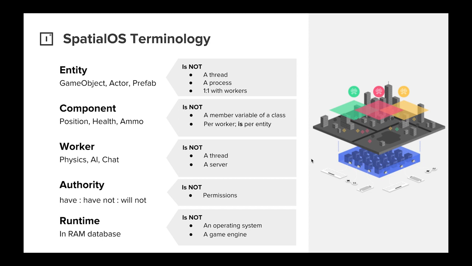A worker is any physical process built against our libraries that can connect to SpatialOS. That could be a game engine, a specialized physics process, or a specialized AI process. The thing to call out here is that a worker is not a thread, and it's not necessarily a server. A worker is something that could potentially be running on a server, but it's a standalone process.